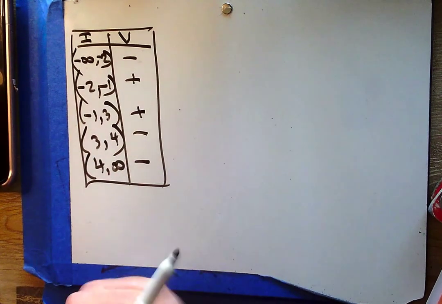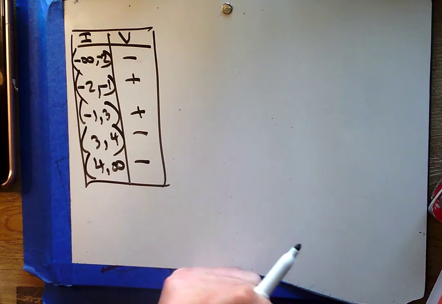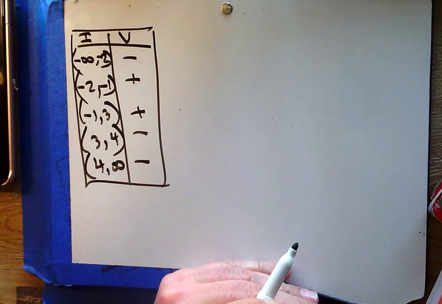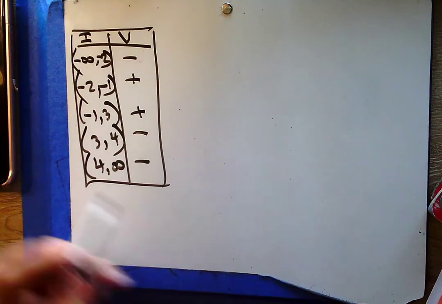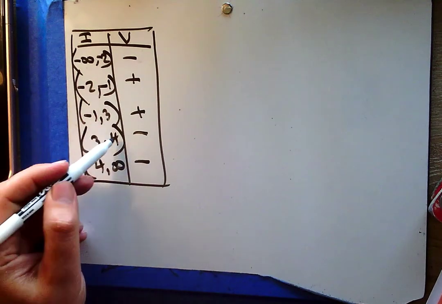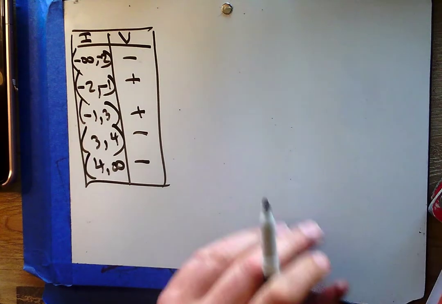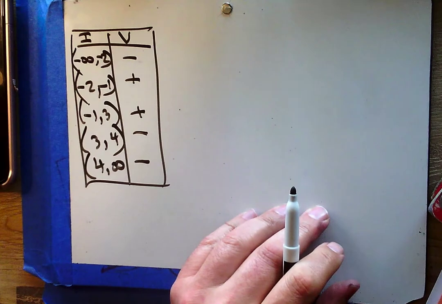All right, so find the x-intercepts. Tell me about the least possible degree. Tell me what's happening at x equals negative 1 and what's happening at x equals 4. And tell me about the leading coefficient. Is it positive or negative?